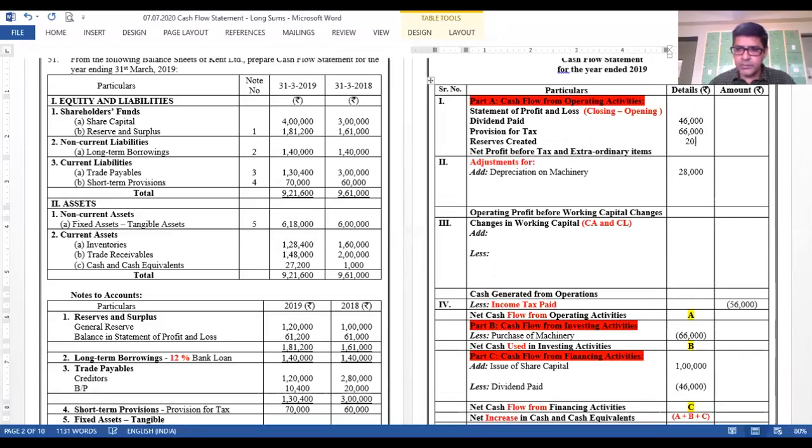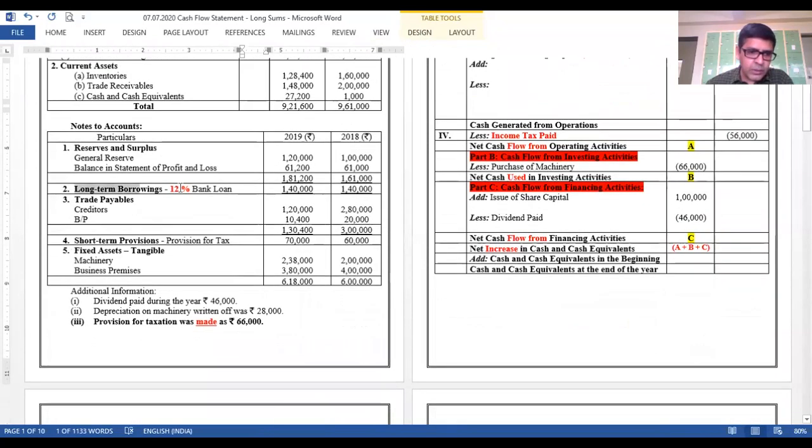Amount 20,000. After that, statement of P&L, closing minus opening. So 61,200 minus 61,000. That will be 200 rupees. So we are done with reserves and surplus also. Long-term borrowings, note number 2. Let us go to note number 2.